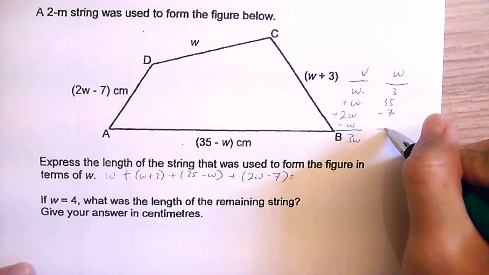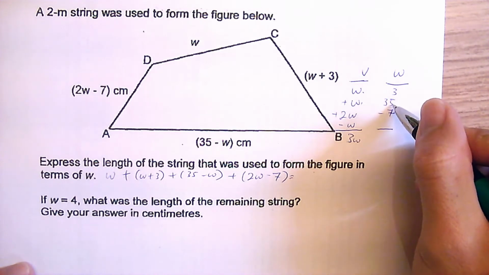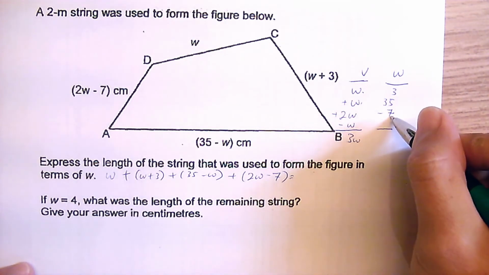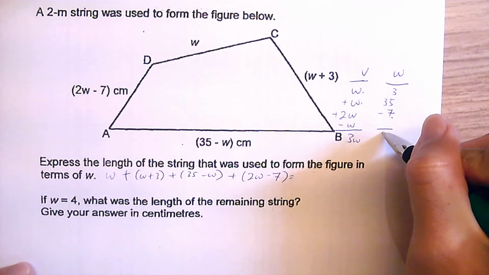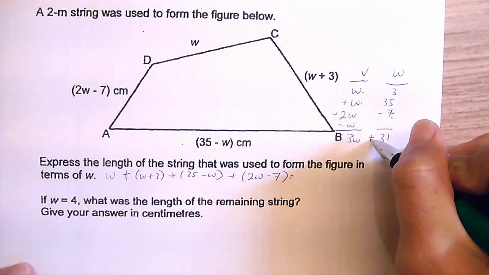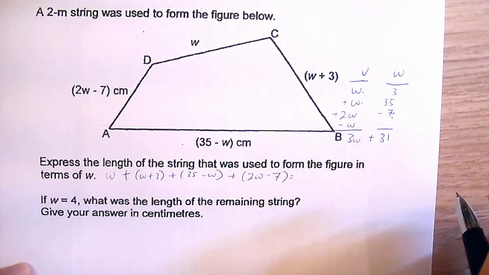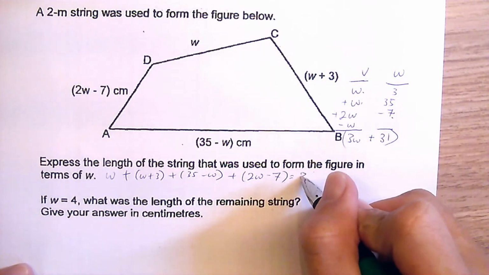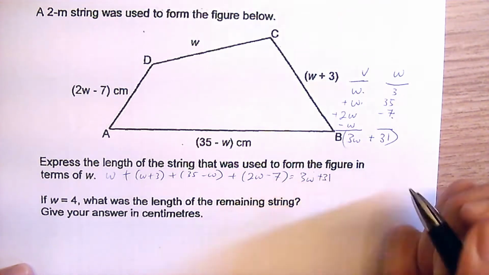Okay, now here. 3 plus 35 will give us 38. 38 minus 7, that will give us 31. Okay, so we write 31. And this will be a plus. So over here the answer is 3w plus 31.